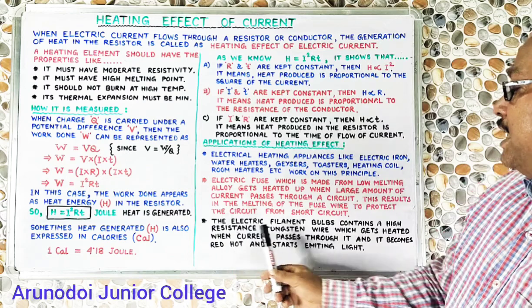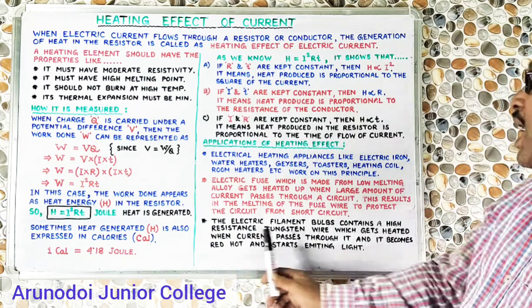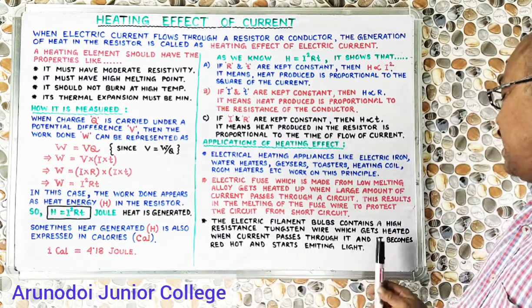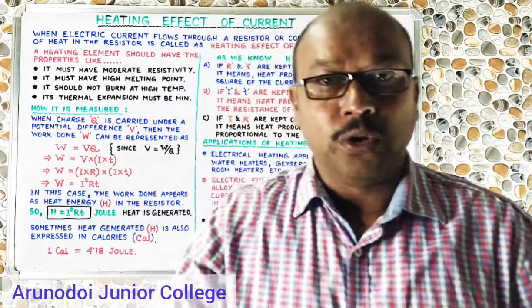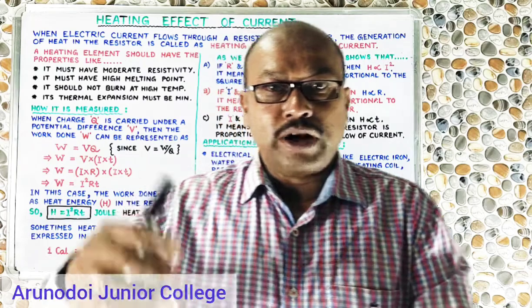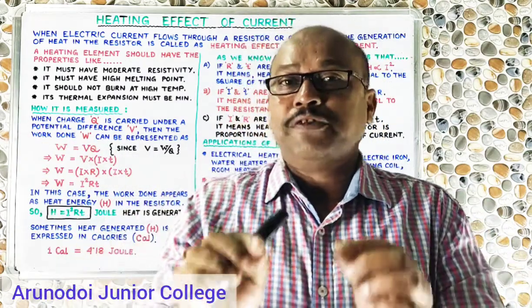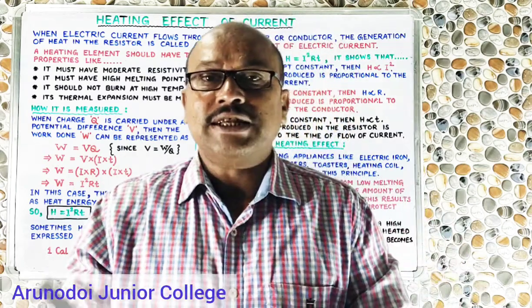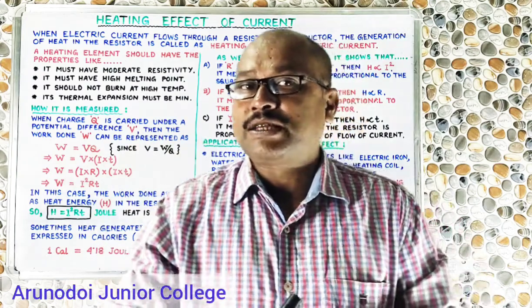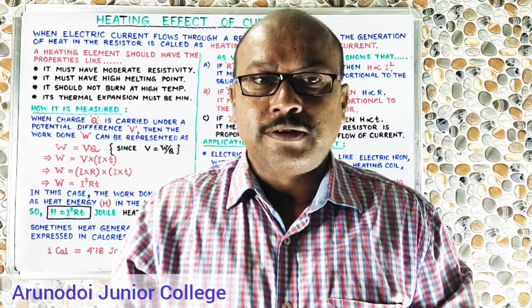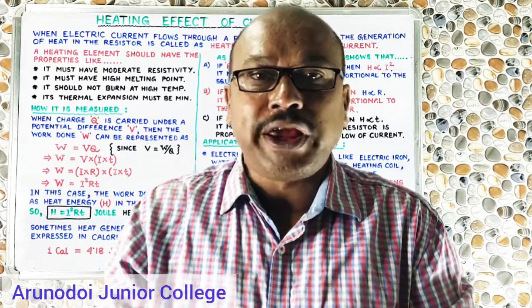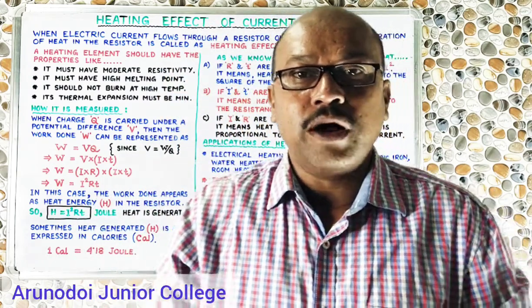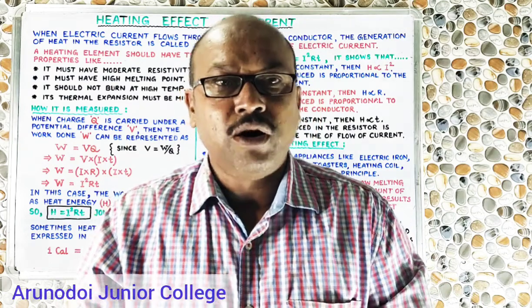Third one is that the electric filament bulbs, they contain a high resistant tungsten wire which gets heated when current passes through it, and it becomes red hot and then it starts glowing. The ordinary electric bulbs have a filament, and that filament is made up of tungsten. Tungsten has very high resistance. As a result of that, when current passes through the tungsten inside the bulb, it becomes very hot, and it becomes so hot that it starts glowing, and from that glowing tungsten filament we start getting light, and this is how an ordinary electric bulb starts giving or emitting light.